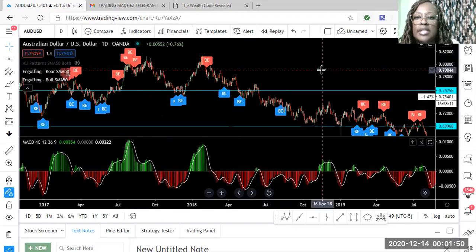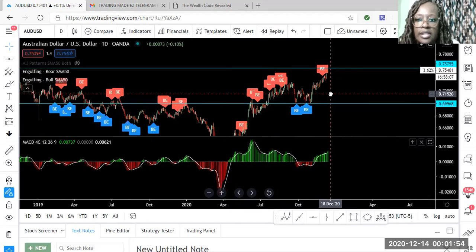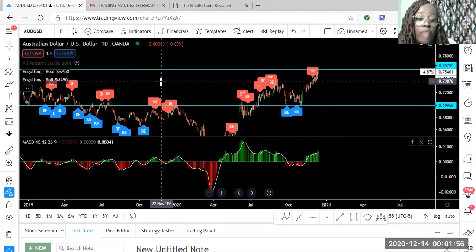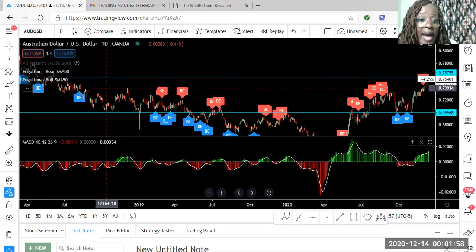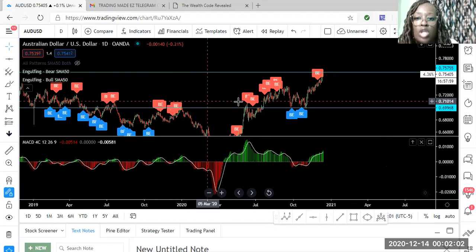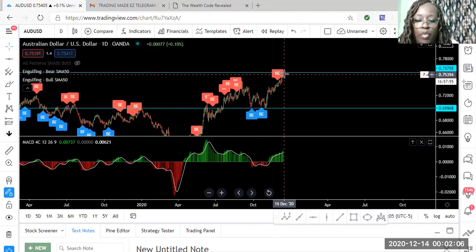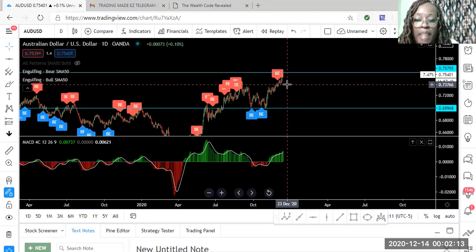Okay, so this is a bona fide resistance line. And every time, not every time, but as you saw in the past, when price hit this line, it reacted. And that's what I'm looking for. So because I'm on the daily, and because price is at this high point area, which is a resistance area, I'm expecting price to react and push back down.